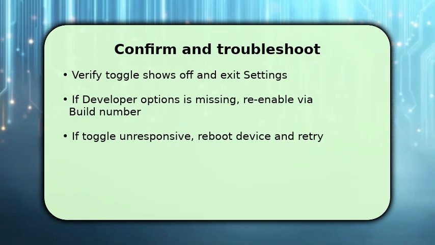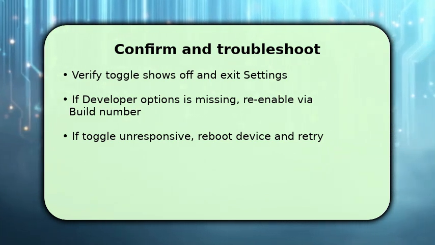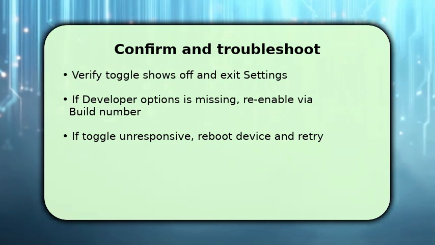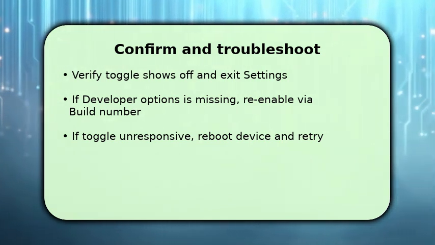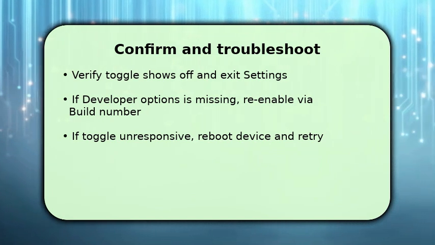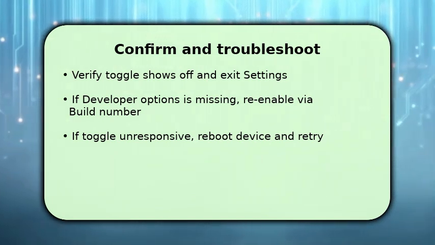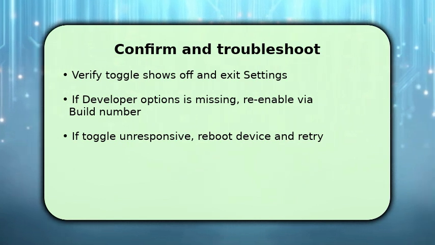If Developer Options disappeared, repeat the build number activation process and check again. If the toggle won't change or the setting resets, reboot the J7 Max and retry the steps. Persistent failures can be resolved by clearing settings cache or performing a safe mode test to identify.